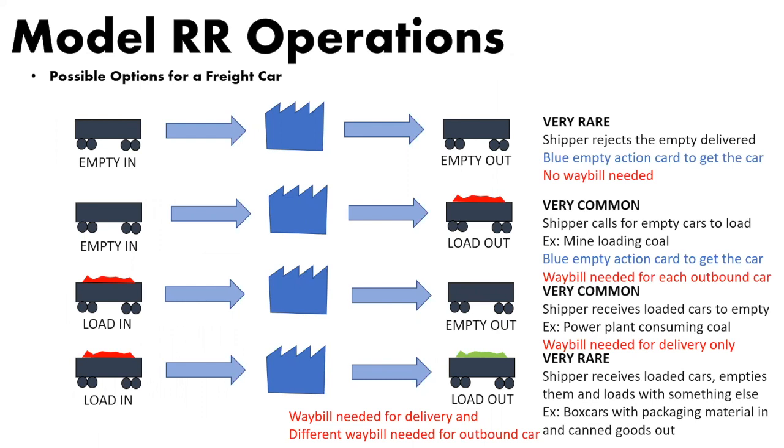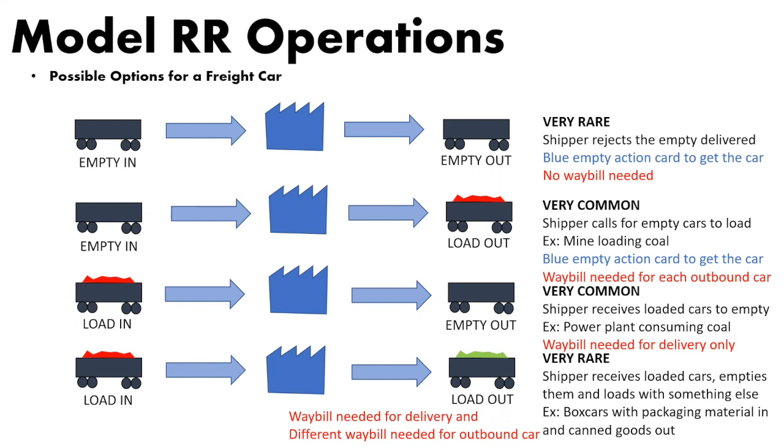So an industry can have an empty car come in, but very, very rarely is that same empty car leave. And the only reason that would really happen would be that the shipper rejects the empty car. So this factory has asked for a car, it's a little gondola. That little gondola shows up and it says, no, it's broken, it's dirty, it's rusty, I can't use it, whatever. It's too short for the product I'm putting in it, whatever. And then the railroad will come by and pick that empty up and give them a different empty. So that very rarely happens.